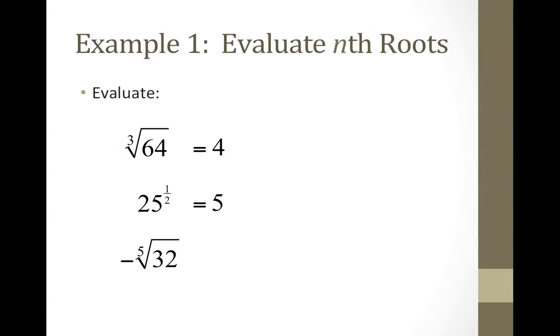In the third example, we have a negative fifth root of 32. So again, think about what number, if I take it to the fifth power, would give me the 32 that's inside of the radical. But then the negative on the outside of the radical means that I take that answer, which was 2, and I make it negative. Okay?